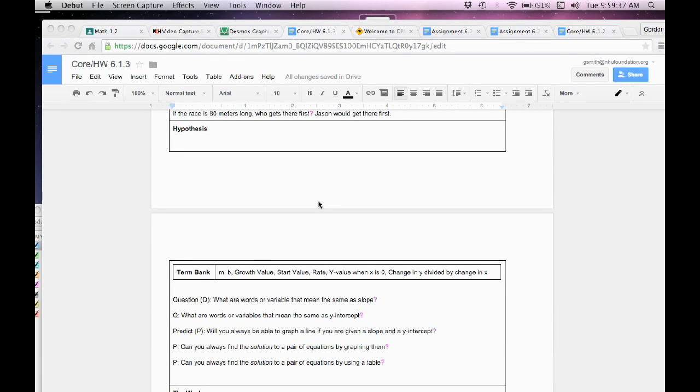Okay, we're going to take a look at the hypothesis. As you see, we have a term bank here in the hypothesis, so we'll use these to answer the questions. Question 1, what are words or variables that mean the same thing as slope?